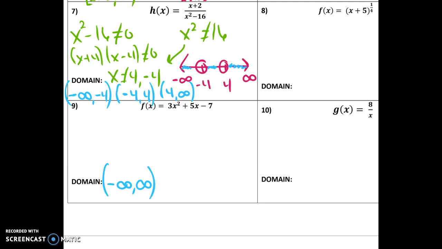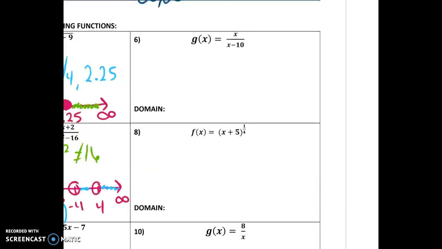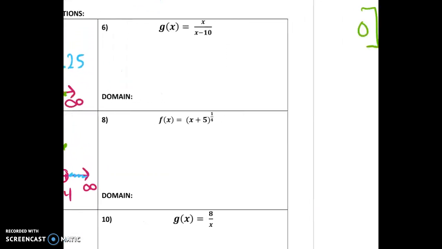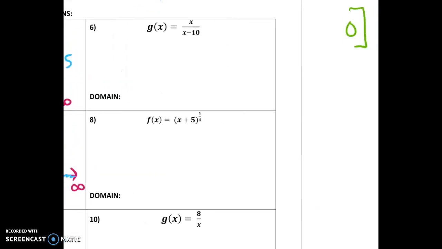All right, let's go to number 6 and take care of the right side now. On number 6, when I do the problem, I notice I have a variable in the denominator, and that means there's the chance that that denominator could be 0. So I never want this denominator of x minus 10 to be 0. So I'm going to solve for x, and x just can't be 10. And again, now if you like to do that number line, you can. Some of you don't do this.